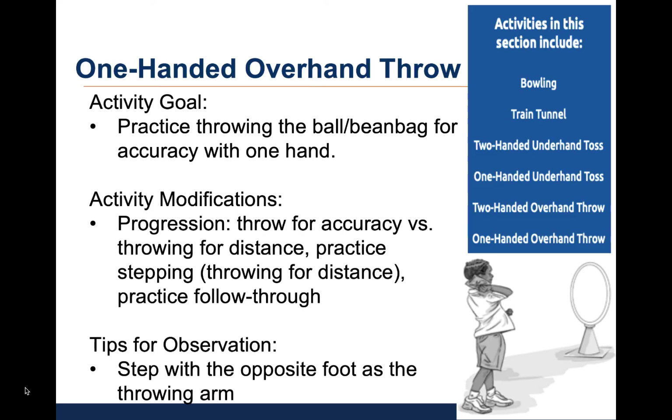The activity guide provides tips for observation. With tossing and throwing, encourage children to step forward with the opposite or contralateral foot as the arm that is throwing. This contralateral step is critical to getting the kids to generate momentum, which will translate into greater force production. The contralateral foot step enables a child to use their lower body, twist their trunk, and their arm together.